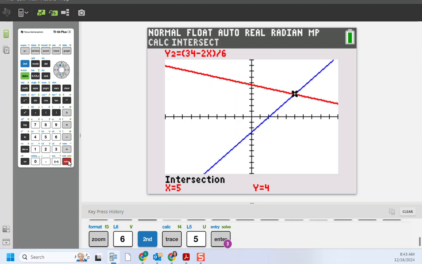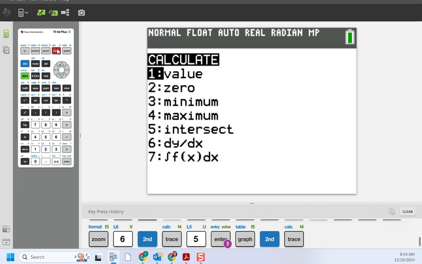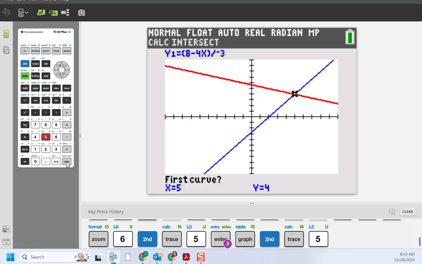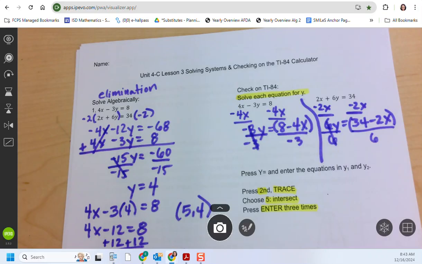I'm going to get people started on the second one. So on your calculator, you need to put in both of these equations. So you need to go to y equals and clear out what you had already. And the first one is x squared minus 4x and then plus 8. And then the second one is 6 minus x.